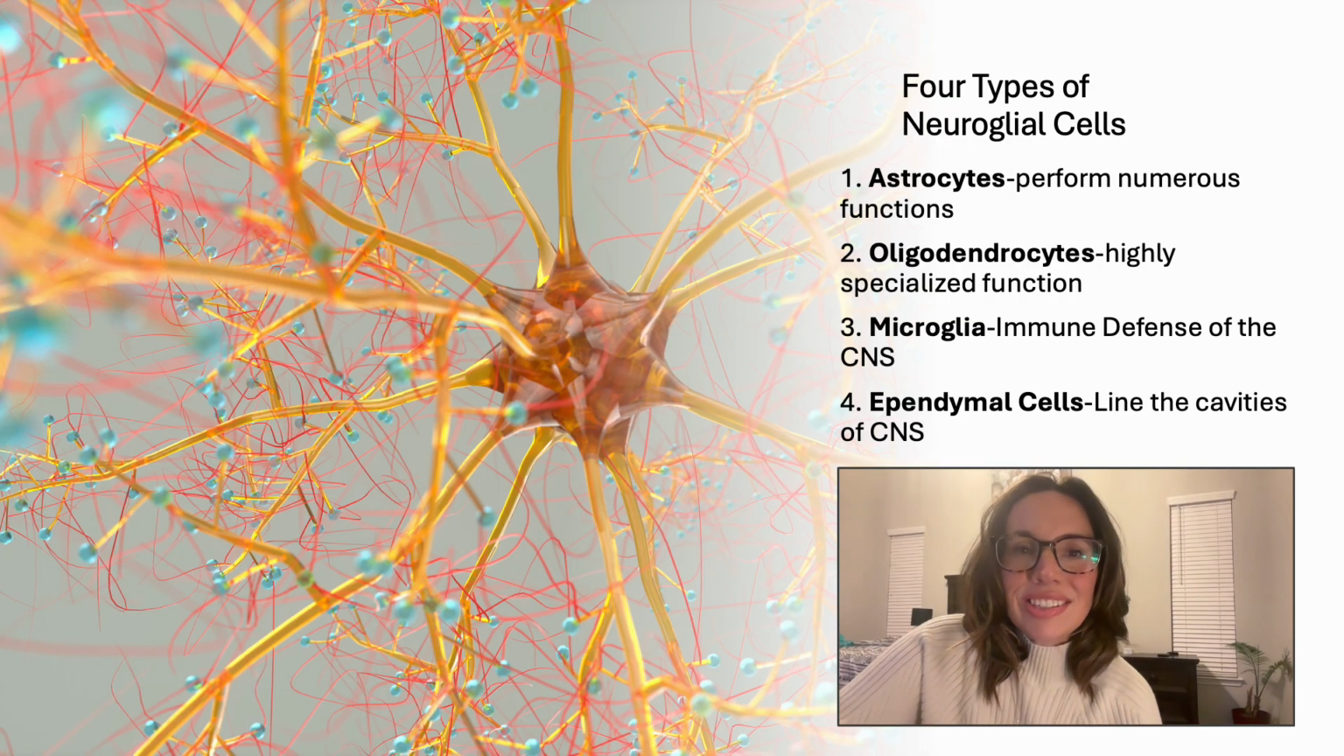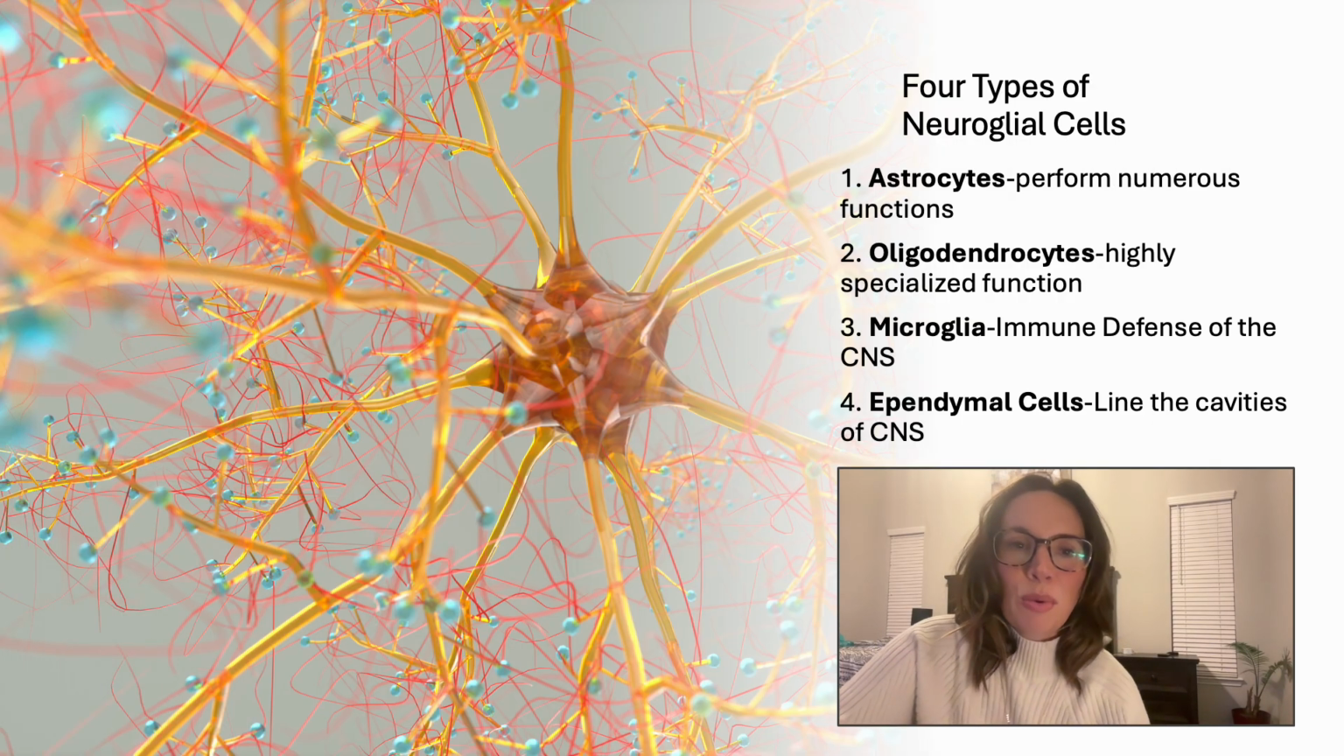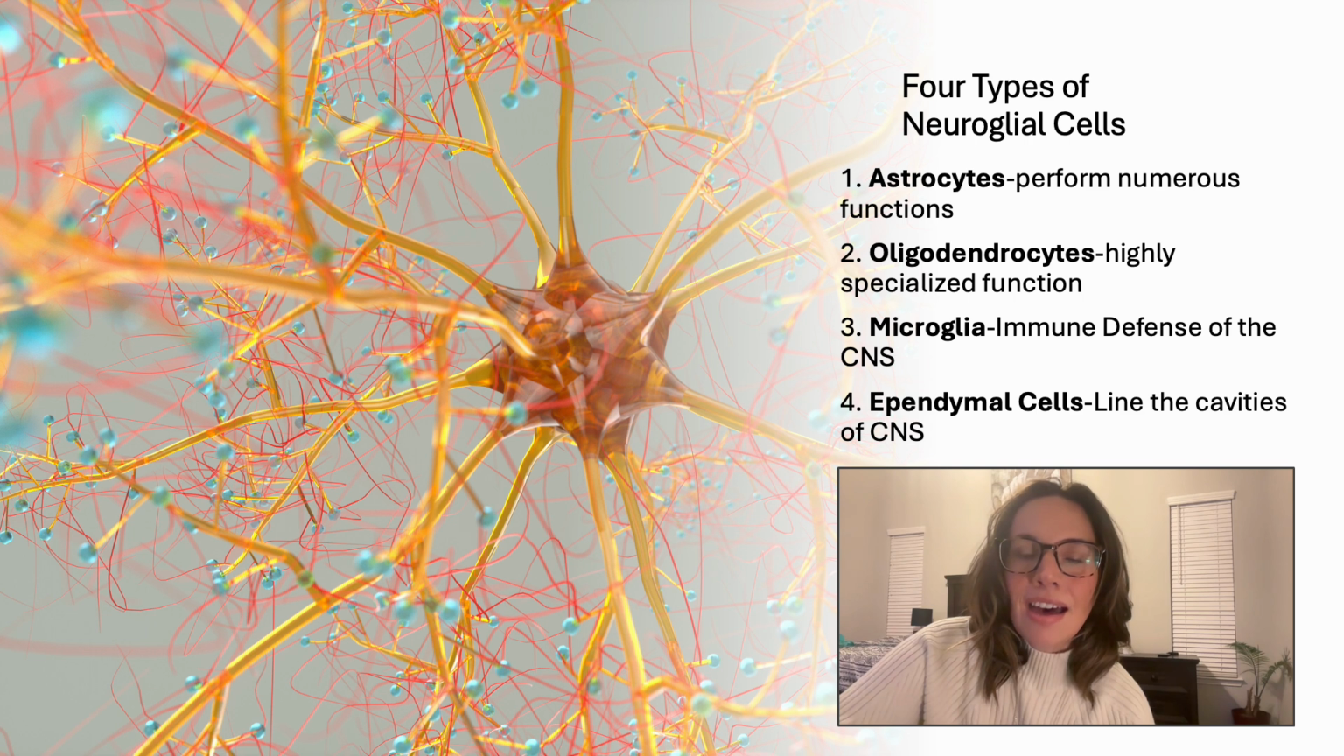All right, neuroglial cells can be subdivided into 4 main categories. First, we have the stellate astrocytes, which are the most diverse functionally. There's also the oligodendrocytes, and these are highly specialized but also very important. The microglia are the immune defense cells of the central nervous system. And finally, we have the ependymal cells, which line the cavities of the CNS.